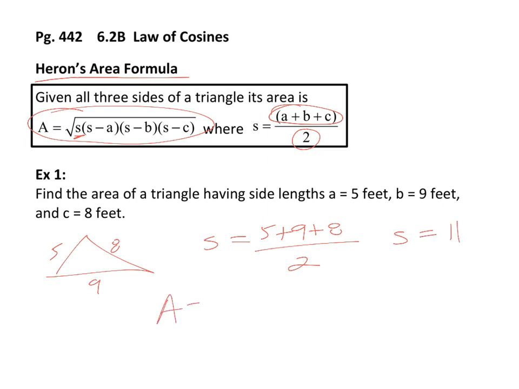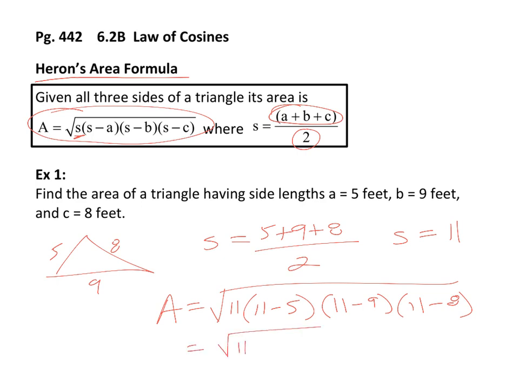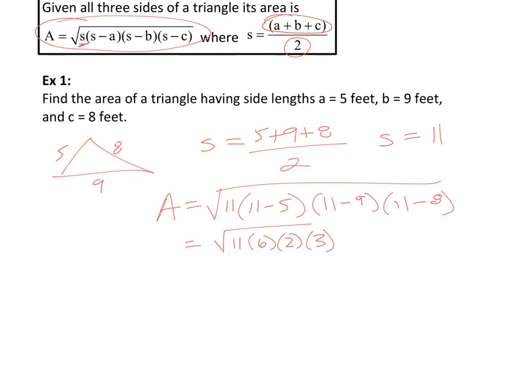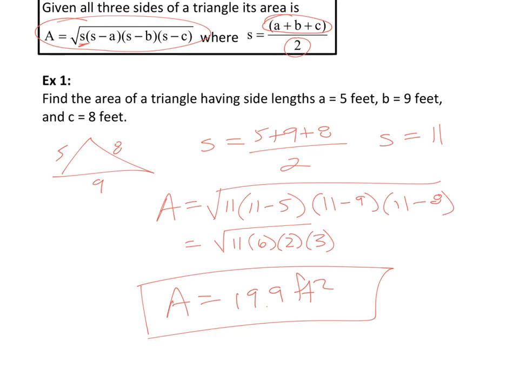Okay, so area is equal to the square root of 11, which is S, times 11 minus 1 side length, times 11 minus the second side length, times 11 minus the third side length. All right, pretty simple formula to memorize. So I have 11 times 6 times 2 times 3. So the area is equal to 19.9 feet squared. Done. On to the next example.